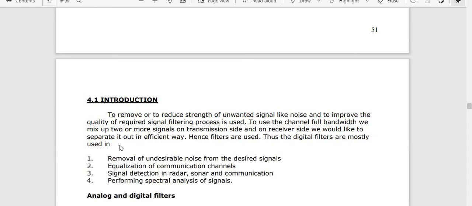So basically, what is a digital filter all about? It's just an introduction: filtering is used to remove or reduce the strength of unwanted signals like noise, or the parameters of a continuous signal, and to improve the quality of the required signal. To use a channel's full bandwidth, we mix two or more signals on the transmission side, or on the receiver side we would like to separate them out in an efficient way. So the concept here is that whenever we have any kind of signal, students, like noise, when we try to transmit a signal.